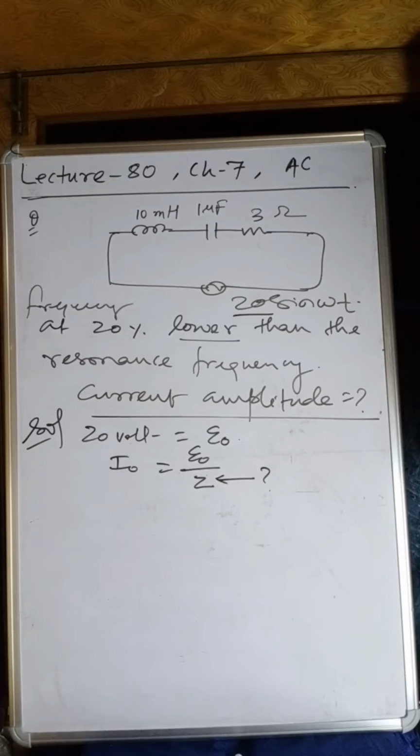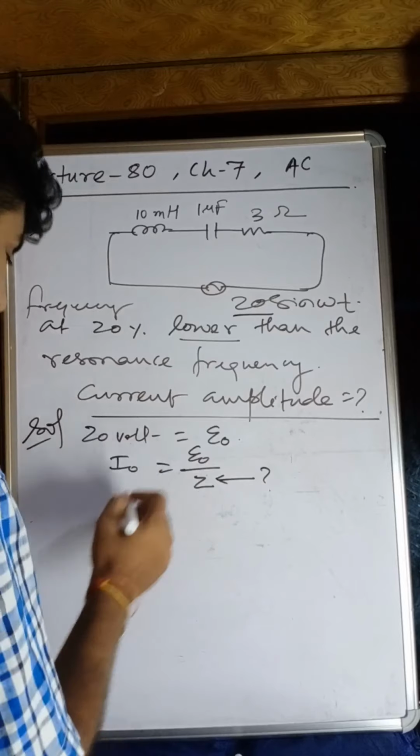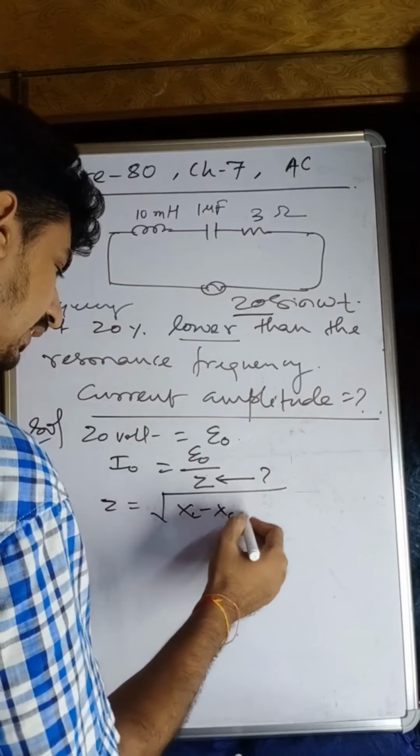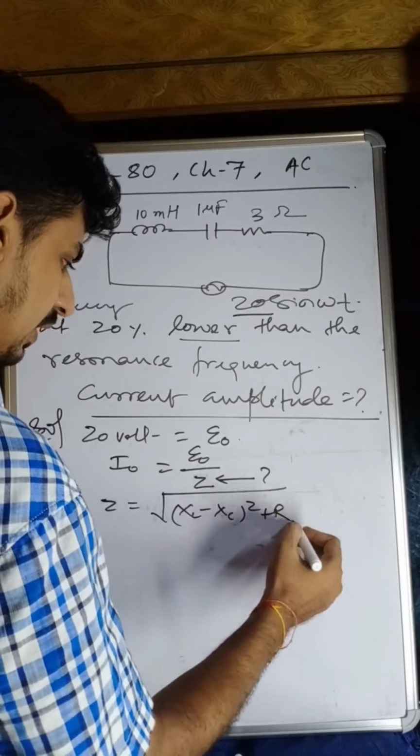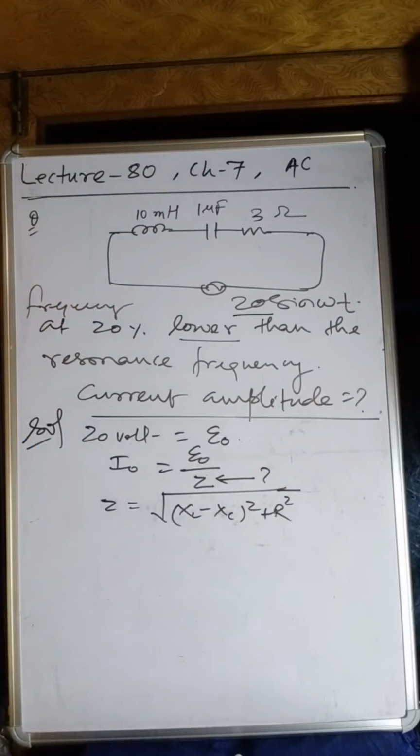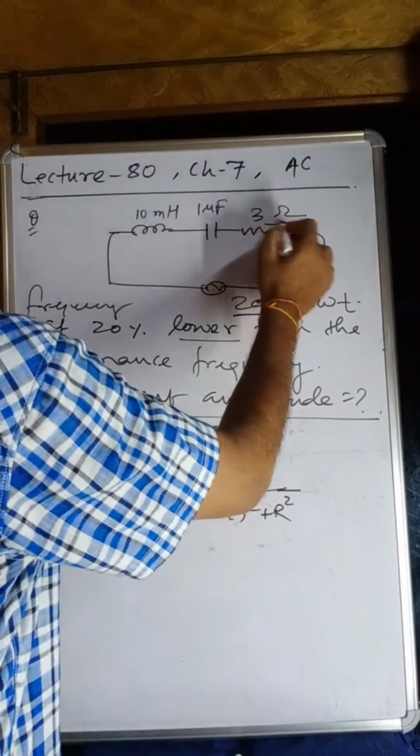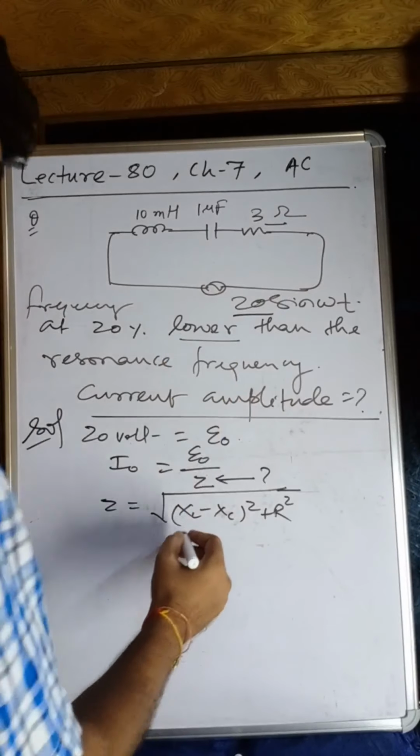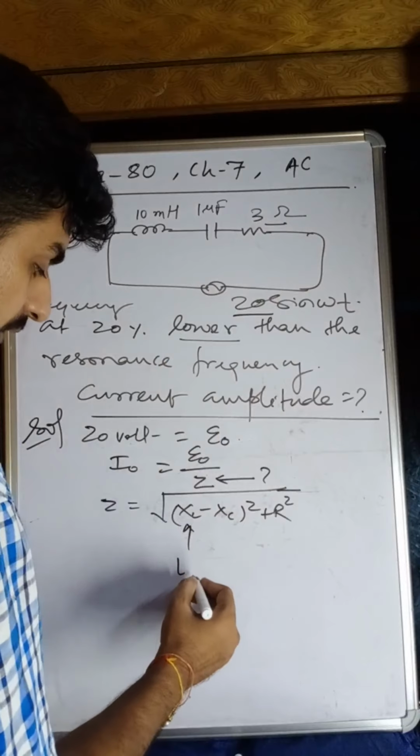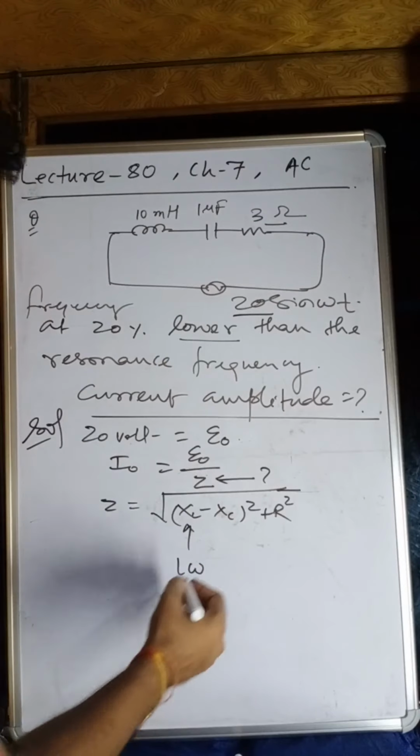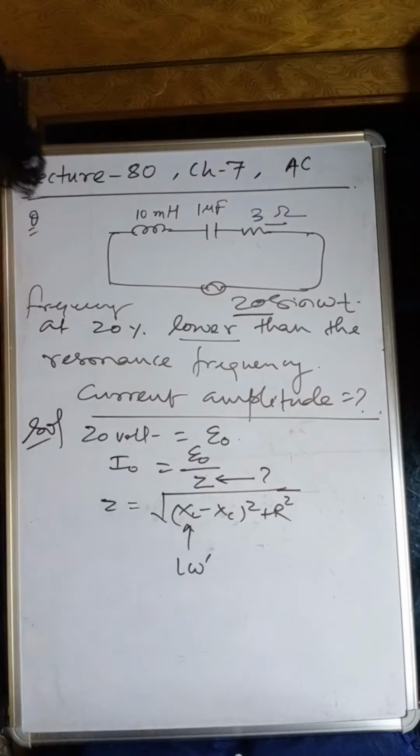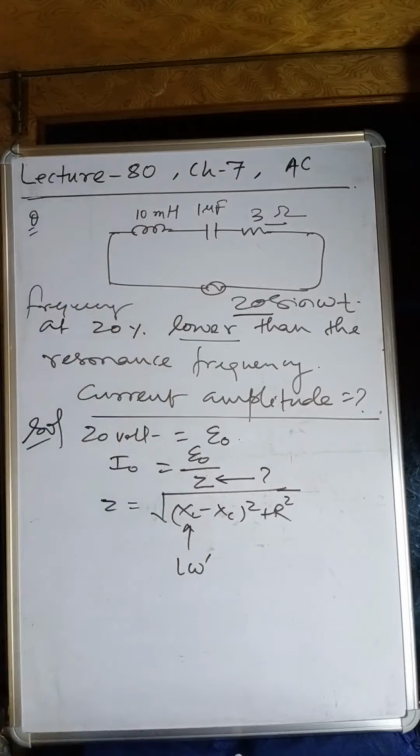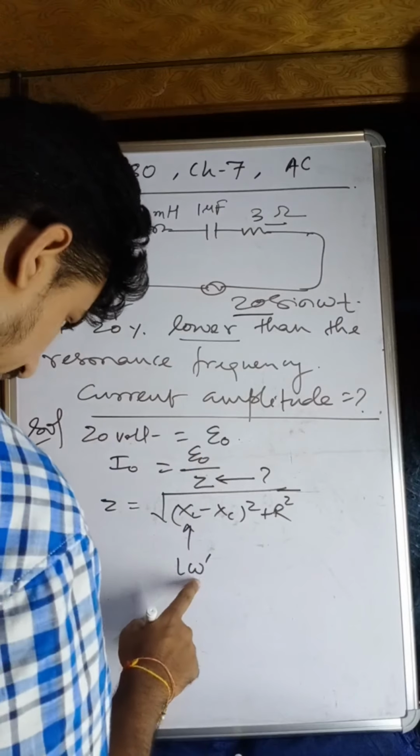And to find impedance, we know that Z we will write as the square root of (X_L minus X_C) square plus R square. Do we have the value of R? Yes, it is 3. X_L will be L omega. But which omega? This is omega dash, which is not the omega of actual frequency. It is the 20% less.